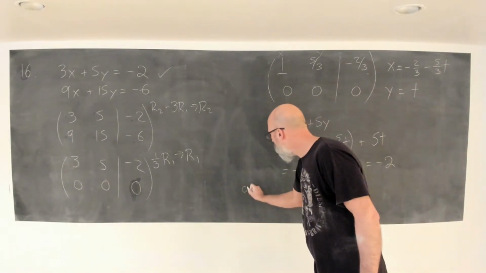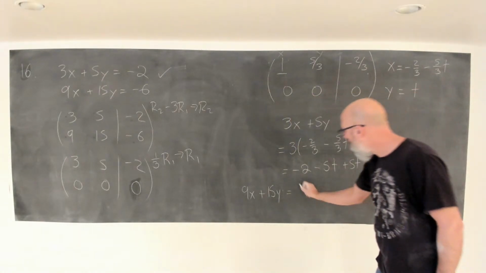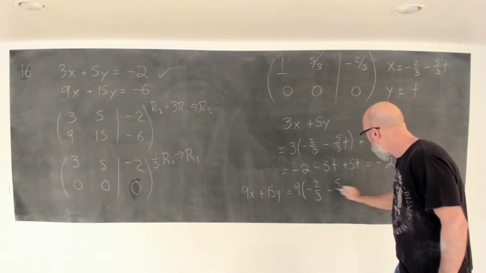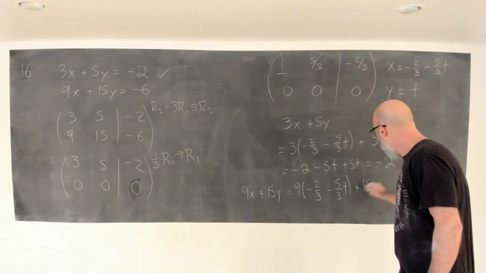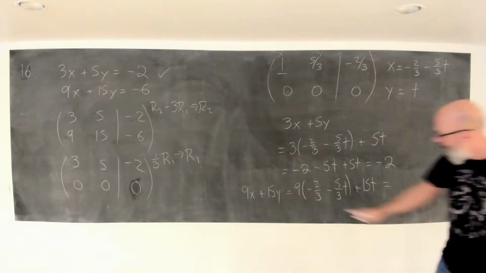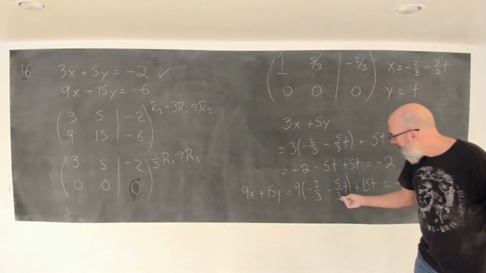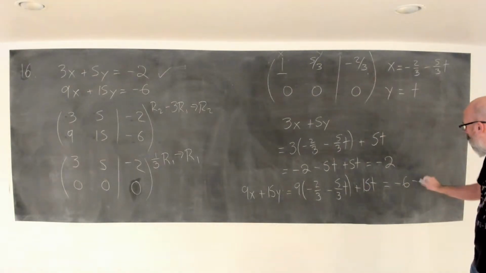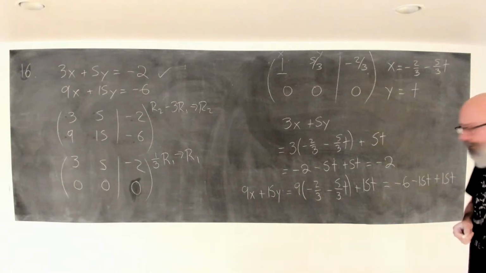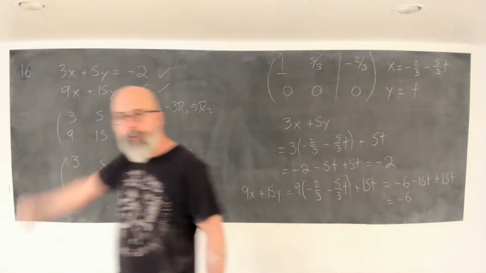If we do the other one, 9x plus 15y, x is again this, then y is t. Distribute, we get a 9 and 3 cancel, leaving me with a 3 times a minus 2 is minus 6. 9 divided by 3 is 3, so minus 15t plus the 15t, these cancel out exactly as you would expect, right? Leaving you with a minus 6, exactly as predicted.